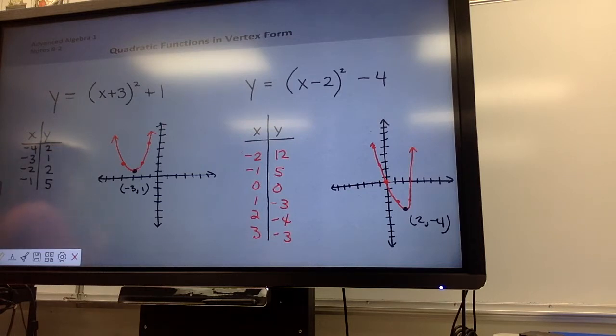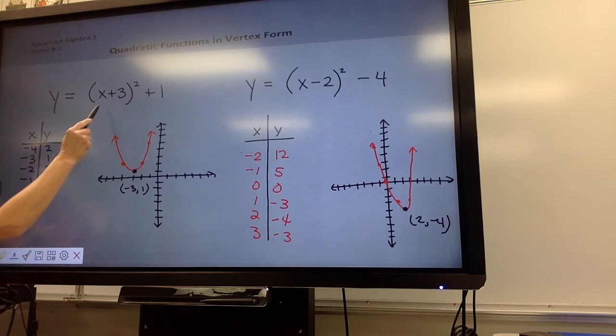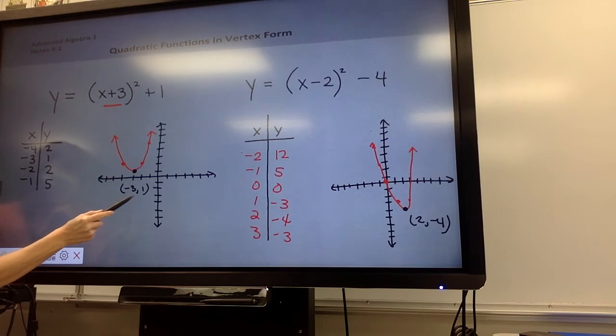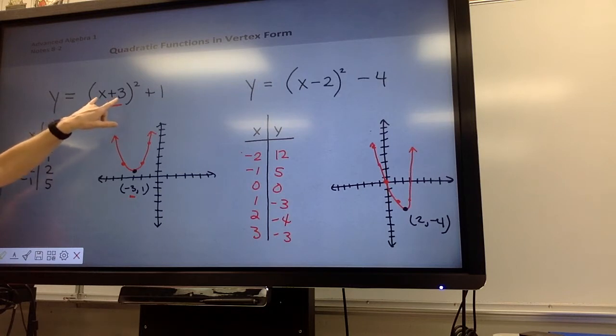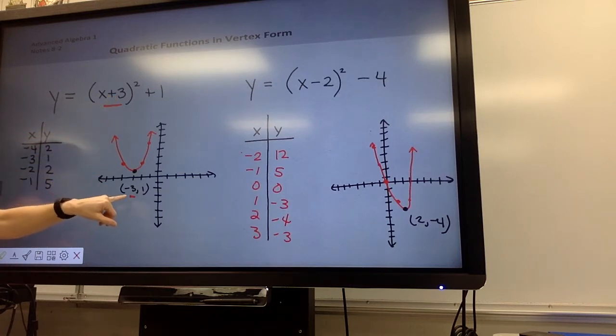Okay, so who can tell me where the vertex is coming from? Katie, go ahead. So the x value switches, the opposite of whatever is inside. Okay, so what's inside the parentheses is +3, and what's the relationship with the vertex? The sign's the opposite, right? So it's x plus 3 in the parentheses, and the vertex was located at -3.